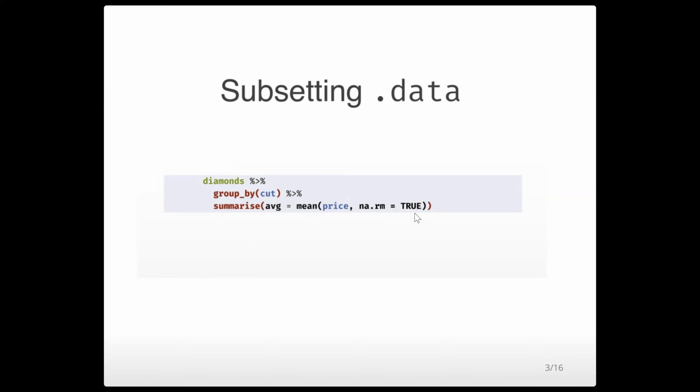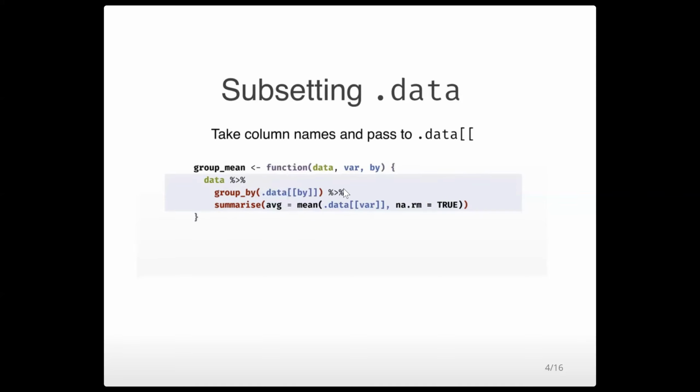So this is normal analysis code that you may have, and you want to wrap this code into a function so that you can reuse it, so that you can change, for example, cut for a different variable, and you can change price for a different variable. So how would you go about that?